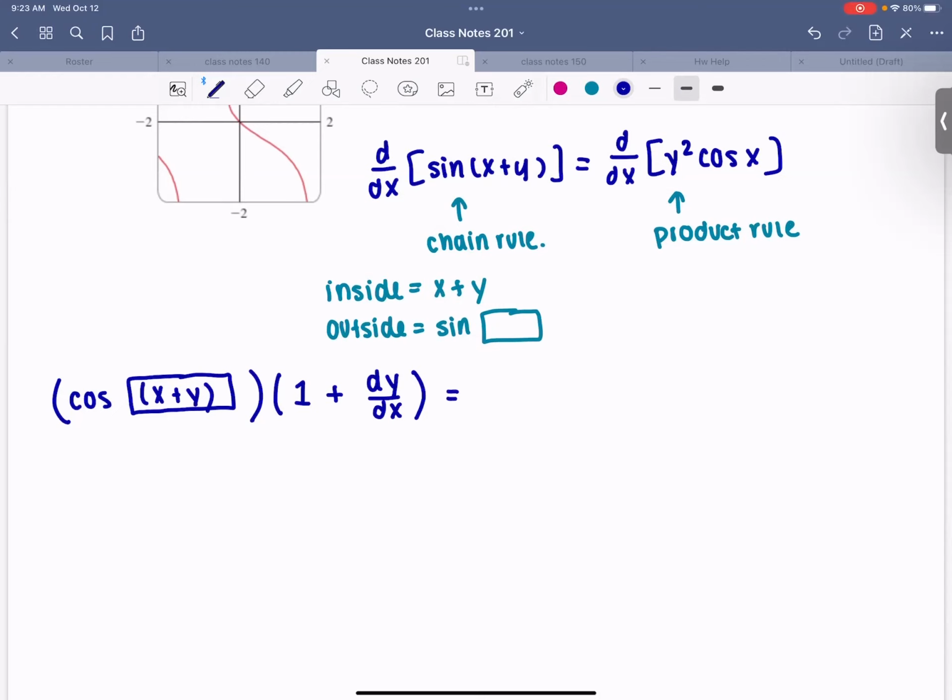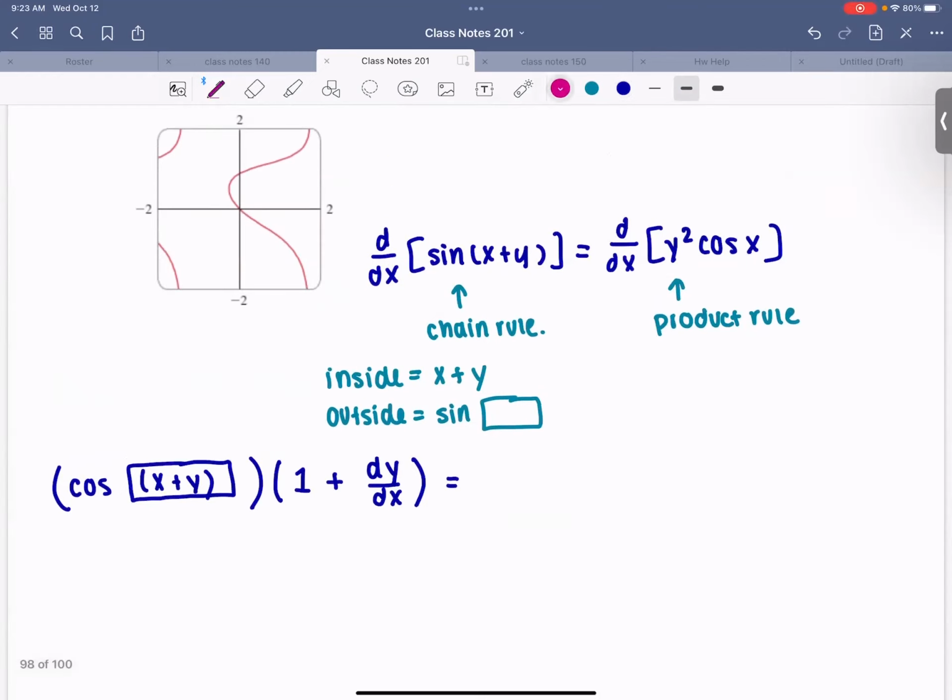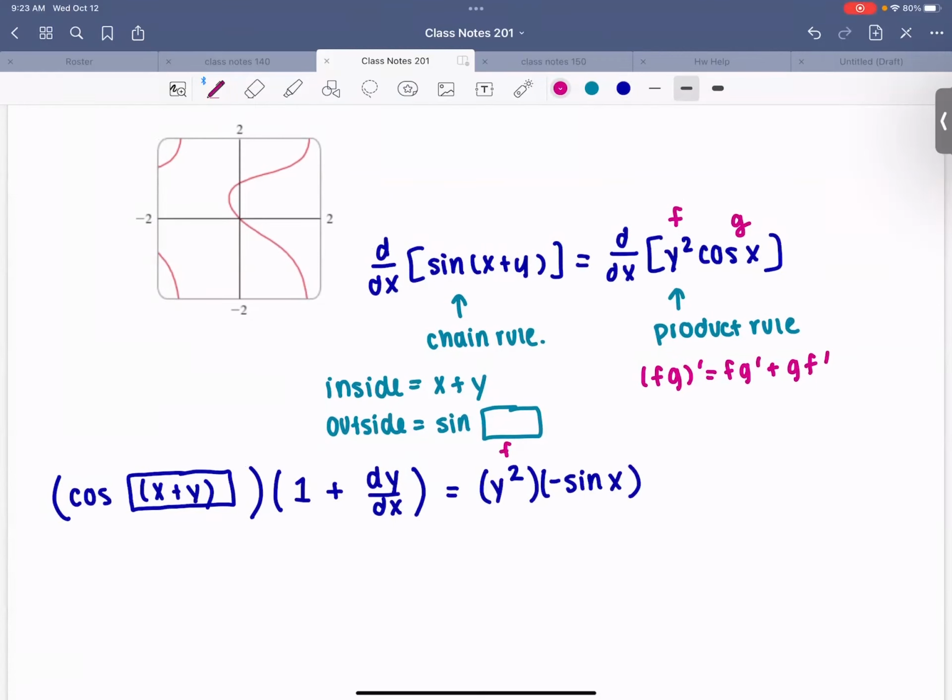Derivative on the right, we have to do the product rule. Of course, it doesn't matter which one is f and which one is g. I'm going to make y squared f, and I'm going to make g cosine x. Now, just a reminder that product rule is (fg)' equals f g prime plus g f prime, right? Okay. We have f, which is y squared. What's g prime? Negative sine, good. Okay, so I just did f and g prime.